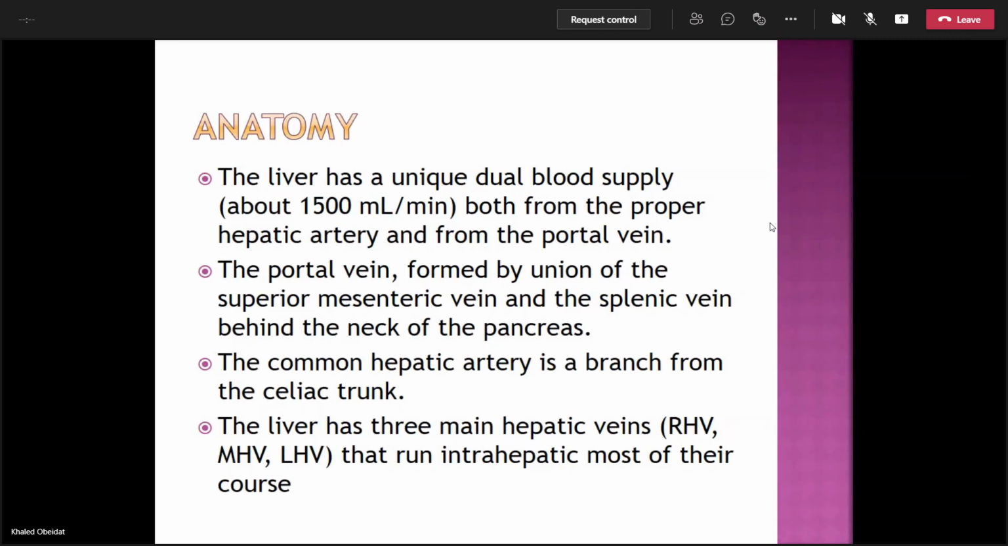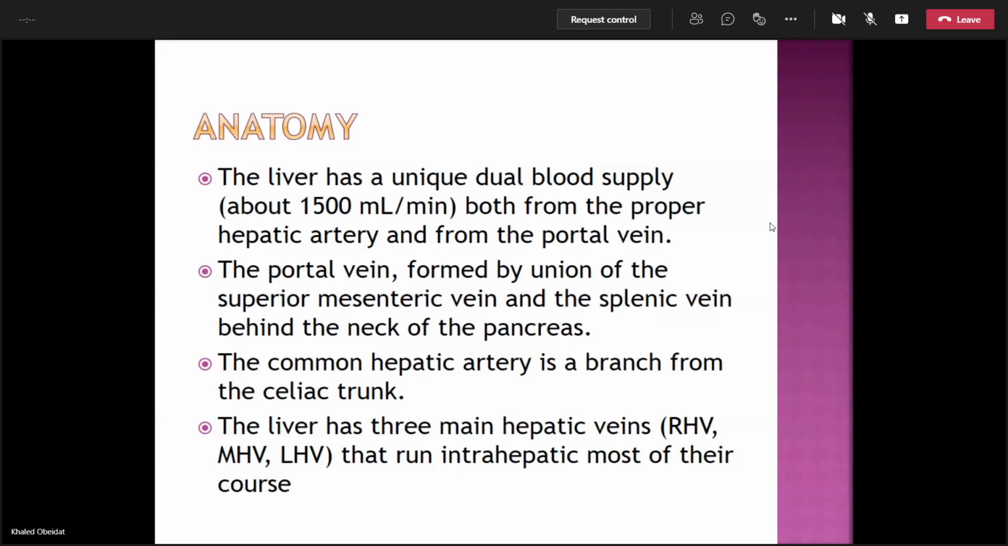The portal vein is formed by the junction of the superior mesenteric vein and splenic vein behind the neck of the pancreas. The inferior mesenteric vein usually either joins the splenic vein or joins the junction of the splenic vein and the superior mesenteric vein.